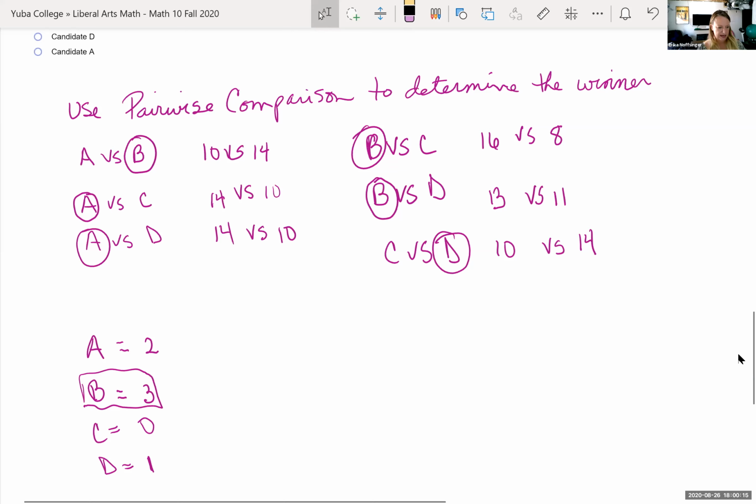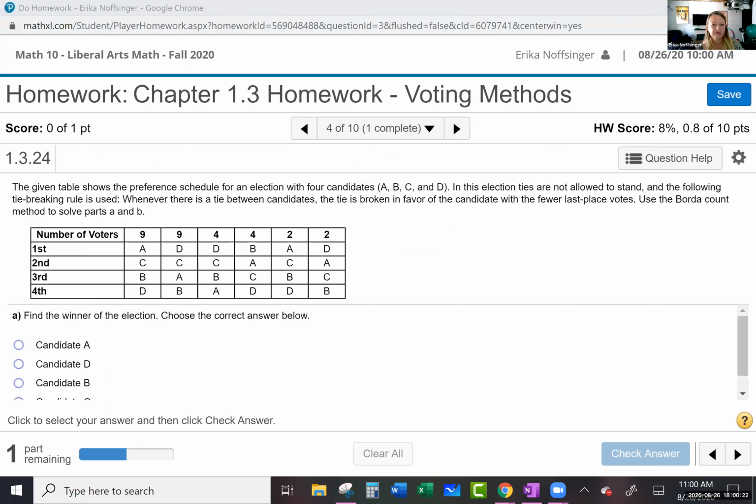Did I make any errors in there? Are you guys seeing any errors? I see some chats going on. Okay.